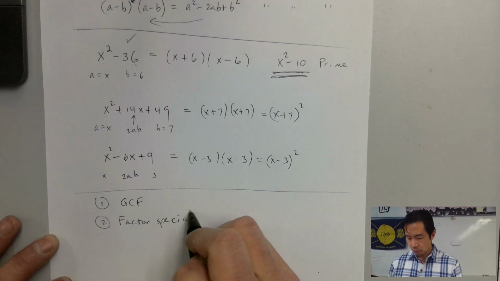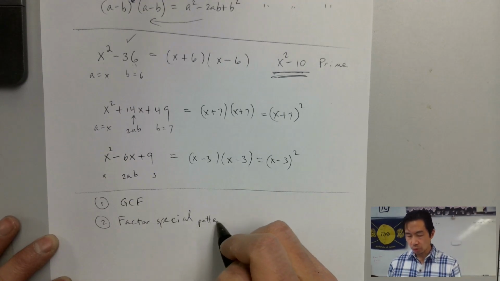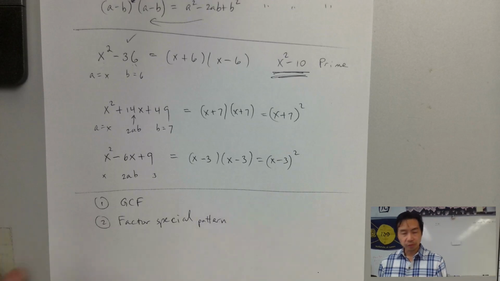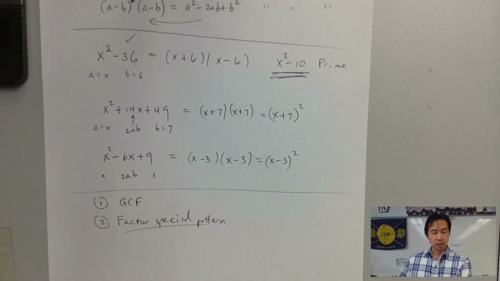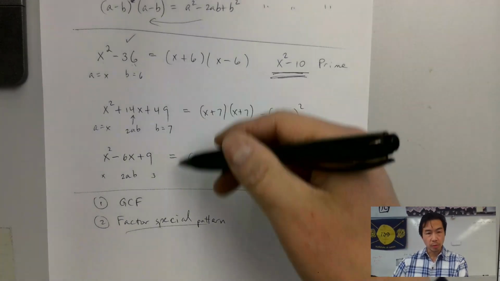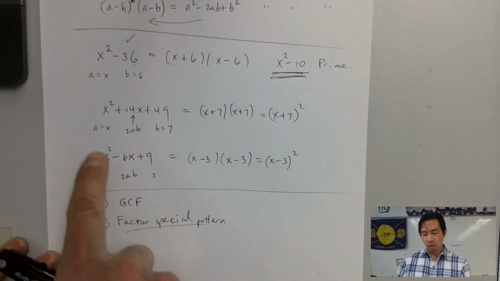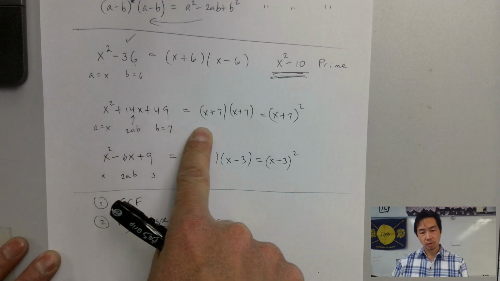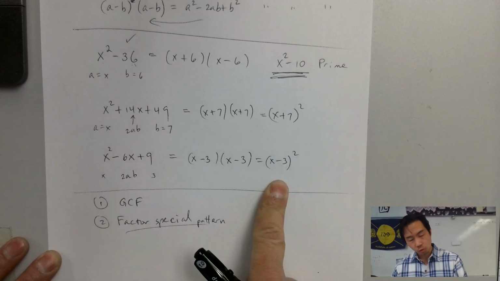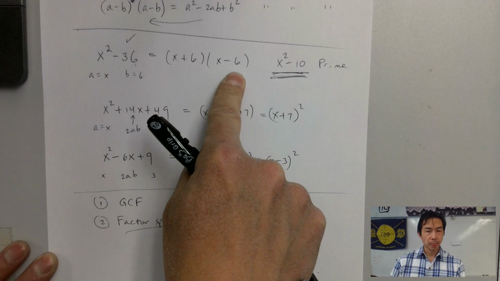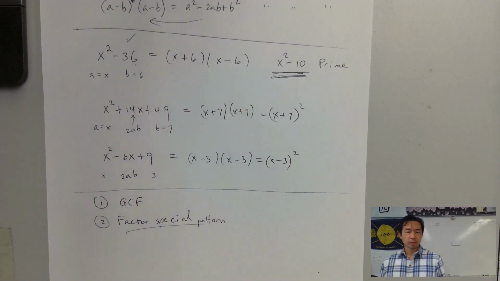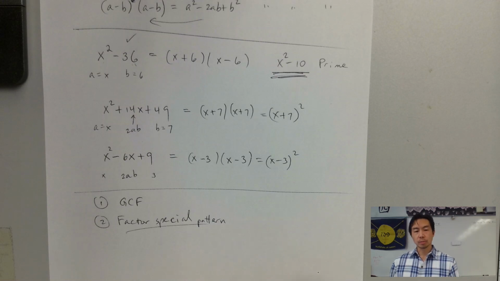the leftover, the part that's in the parentheses after you take out the GCF, might itself be a special pattern, one of these three patterns. If it is, then you have to factor the leftover like this, or if it's a difference of squares, like this. So it's a two-step factoring process. Take out the GCF, then factor the leftover, if it's a pattern. If it's not a pattern, you can just leave it and you're done.